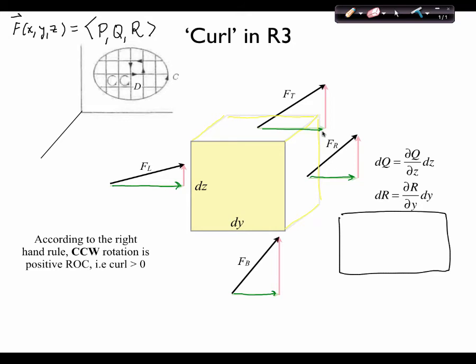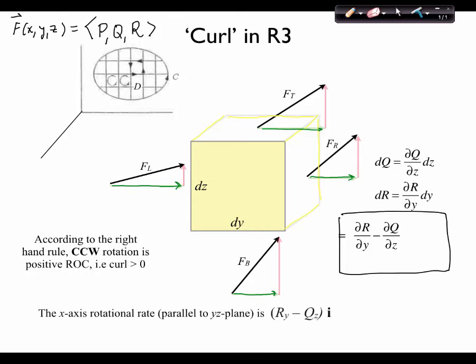And then in the i direction, right? Very good. So the x-axis rotational rate parallel to YZ is going to be RY, the partial of R with respect to Y, minus the partial of Q with respect to Z. And that will point in the i direction, right? So counterclockwise in the YZ plane means, by the right-hand rule, positive x direction.